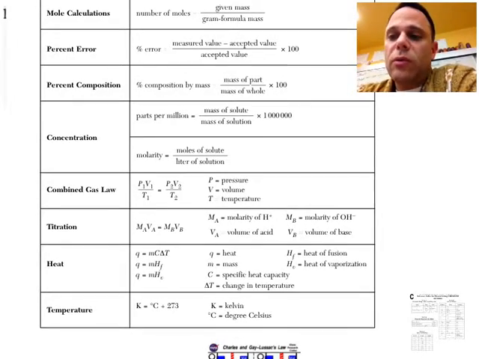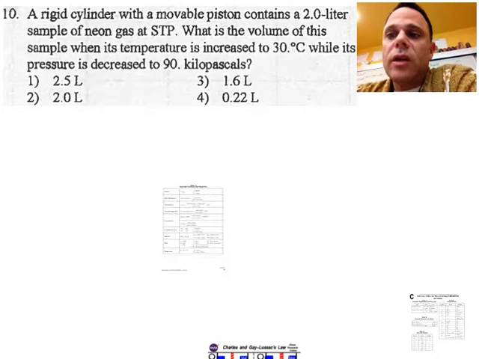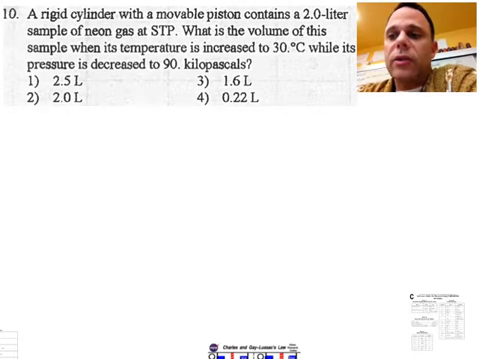When you take a look at the reference table, you will see the combined gas law right here, P1V1 over T1 is equal to P2V2 over T2, where pressure, volume, and temperature are what are being altered and represented here. Let's get that out of the way. We now know that that formula is going to be at use.